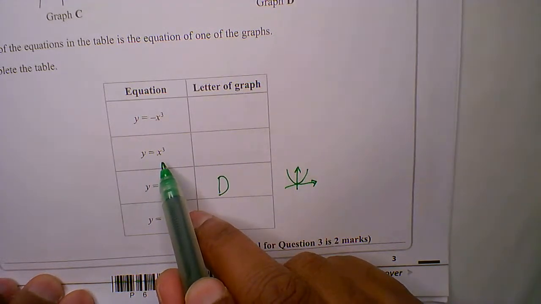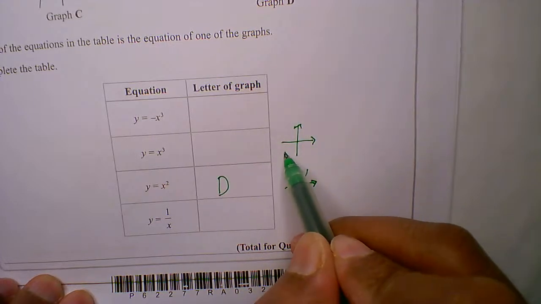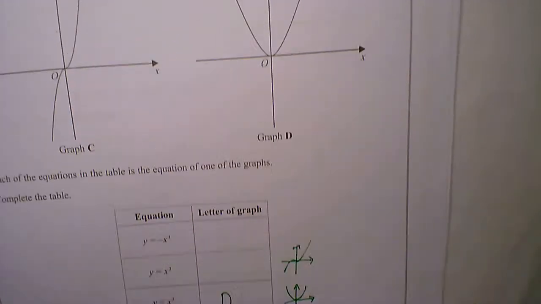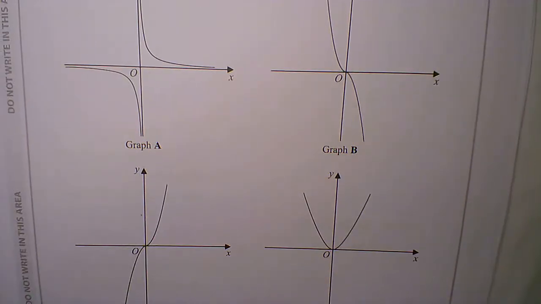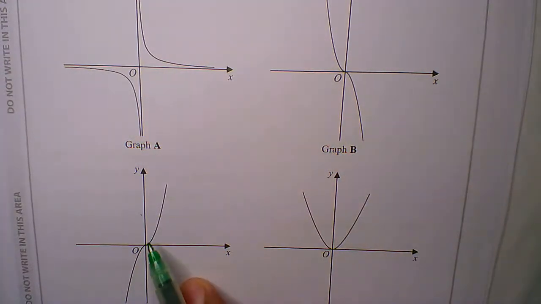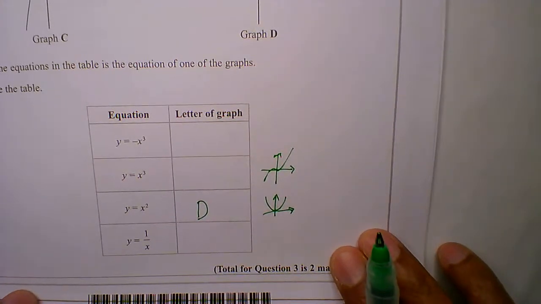Y equals x cubed is a graph that starts negative and then becomes positive, like that. So now if I look at my graphs, which one is it? It starts negative and then becomes positive. It's this one here. It goes negative, then becomes positive, starts from the negative. So that's graph C.